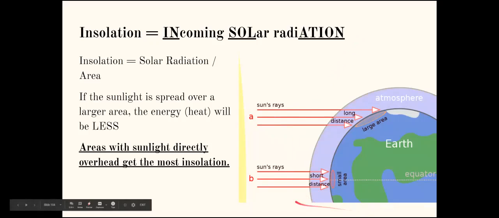And again, this is a cartoon illustration to show that the area near the equator has a much smaller area. The sun's rays are focused here, so there's going to be more heat, whereas the poles are larger areas where the sun rays spread out, and so it's going to be much colder there. There's going to be less energy in that area.